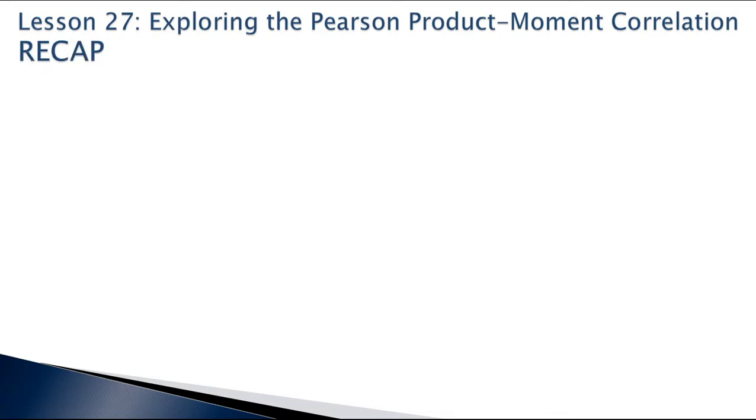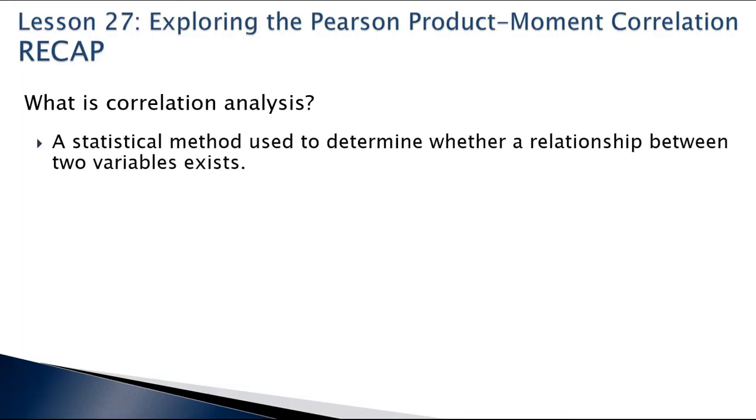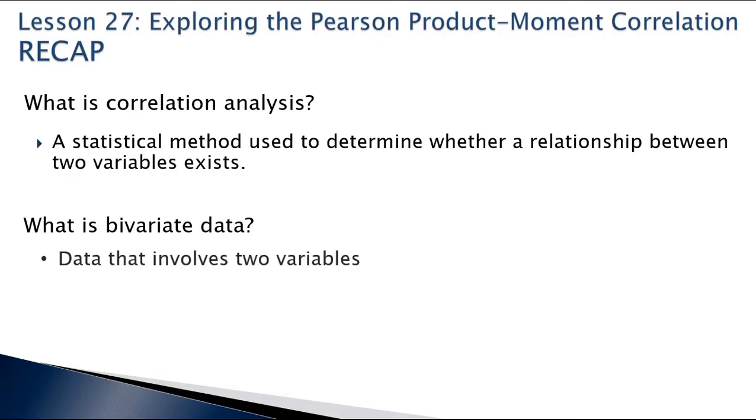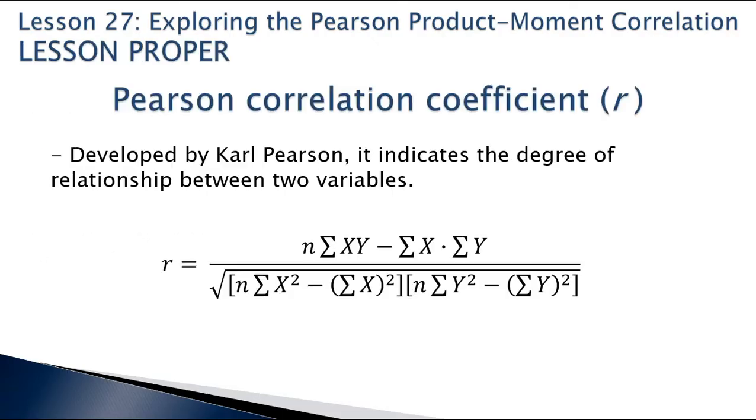Now, let's have a recap, or let's recall our previous lesson. What is correlation analysis? A statistical method used to determine whether a relationship between two variables exists. What is bivariate data? Data that involves two variables.